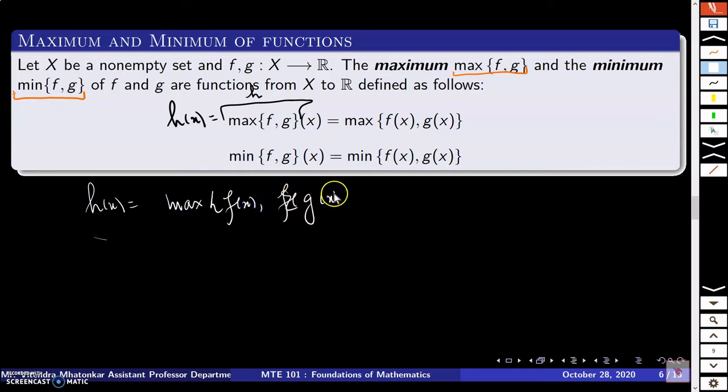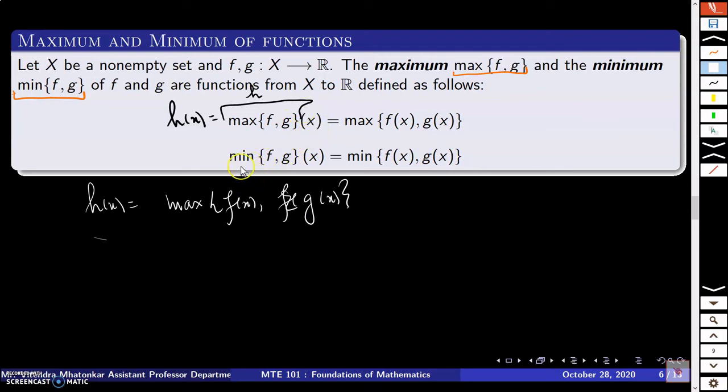Okay, so at each point from the domain, you find the value of the functions f and g. Out of these two, you pick up the maximum, right? Because it's a finite set having only two elements, the maximum will definitely exist. One of them will be the maximum. If they are equal, then you will get the same value, right? So that's how the maximum of two functions is defined. At each point, you look at the maximum of f of x and g of x, and you pick up the maximum, and that is defined to be the maximum of these two functions at the point x.